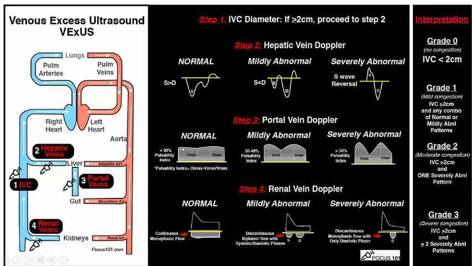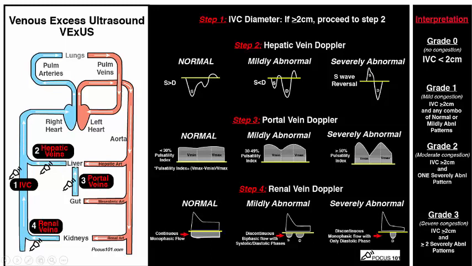Usually you will see the portal vein flow is almost straight with very mild undulation here, a very mild decrease here, less than 30% between the peak flow and the least flow, or the minimum flow. Okay?